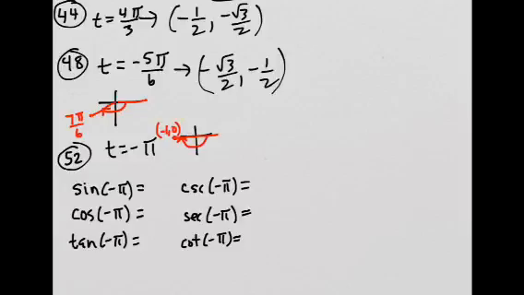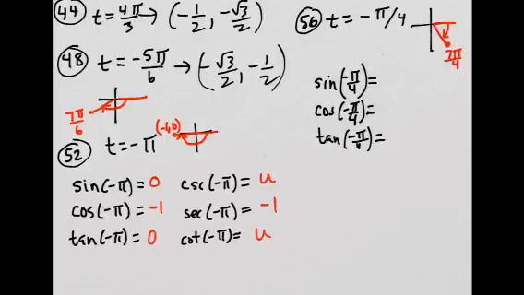So negative pi lands on the same spot as positive pi. Okay? And so the sine of negative pi is your y coordinate, so that's going to be 0. Cosine of negative pi is your x coordinate. Tangent is y over x, so it's 0. The reciprocal of 0 is undefined. The reciprocal of negative 1 is negative 1. And again, the reciprocal of 0 is undefined.